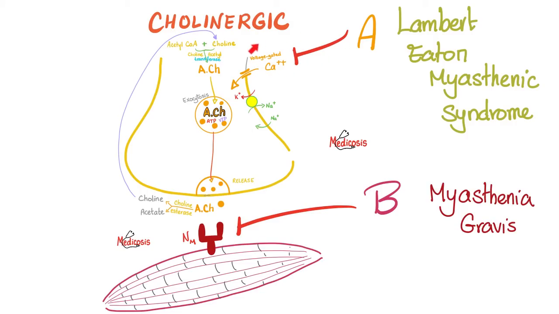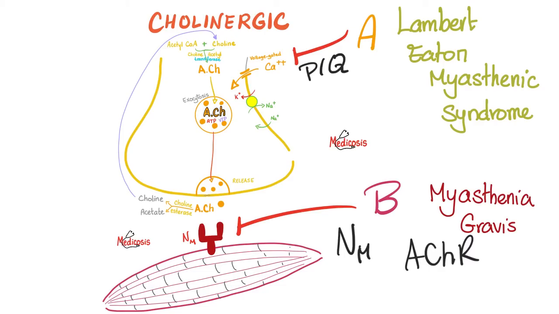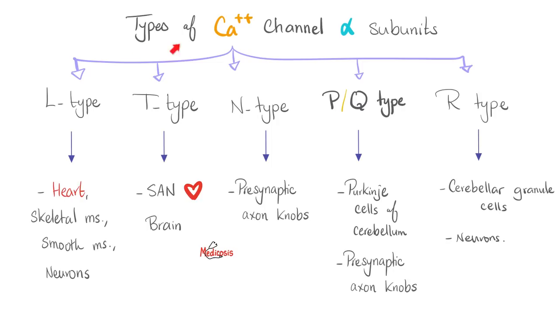Lambert-Eaton affects the presynaptic voltage-gated calcium channels, namely the PQ calcium channels, whereas myasthenia gravis affects the nicotinic sub-M acetylcholine receptor. How do they affect them? By means of nasty autoantibodies. These are autoimmune diseases. Here is a short list of the types of calcium channels based on the difference in their alpha subunits.